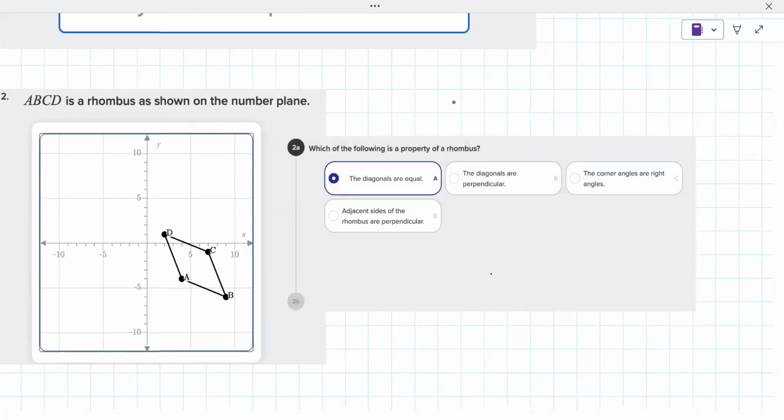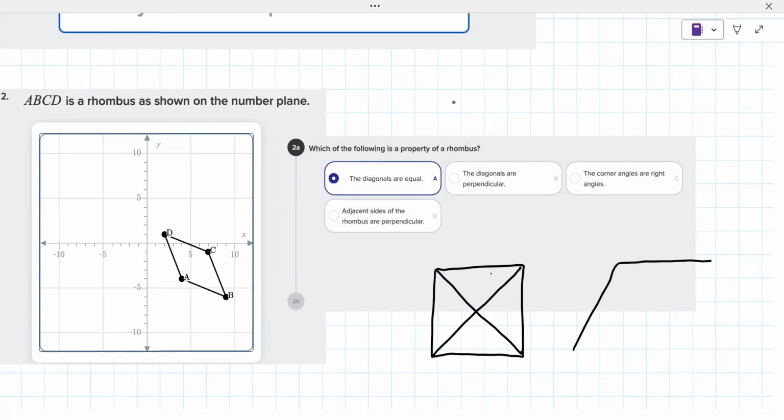So let's go through each of these one at a time. In a square, the diagonals are equal. And a rhombus is a pushed over square, which means that one diagonal will be longer than the other. That one's out.